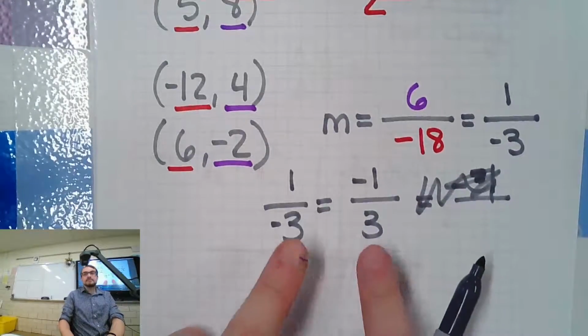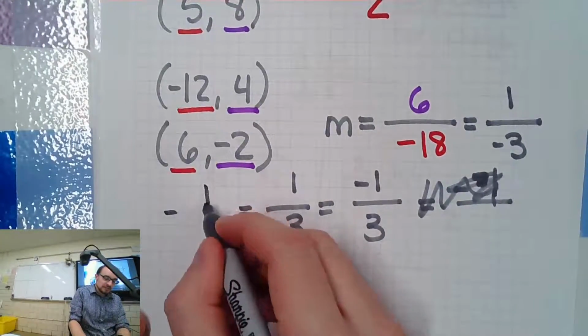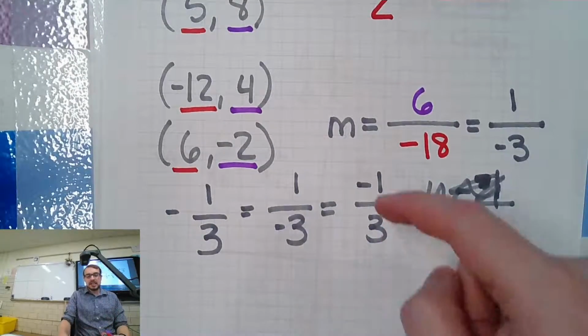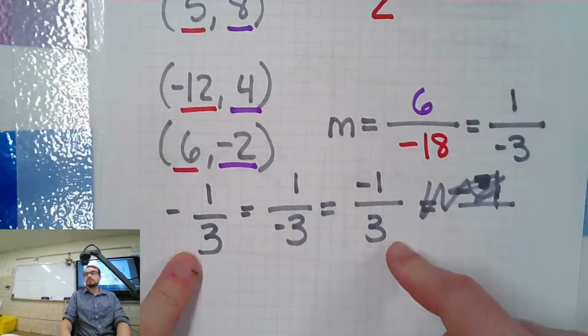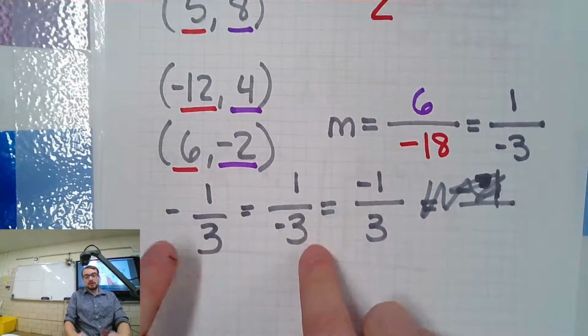True or false? Same thing, yes. Same thing, which is also the same thing as this. True. All are the same. Because negative 1 divided by 3 is going to be a negative number, a third, right? 1 divided by negative 3 is going to be a negative number, a third.